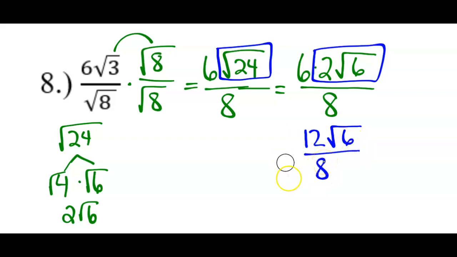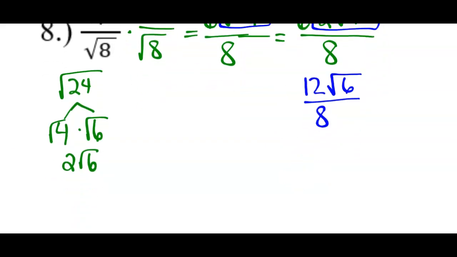All right. Can I simplify this fraction? I sure can. I can divide this by 4 and I can divide this by 4. So if I divide 12 by 4, what do I get? 12 divided by 4 is 3. 8 divided by 4 is 2. My square root of 6 stays.